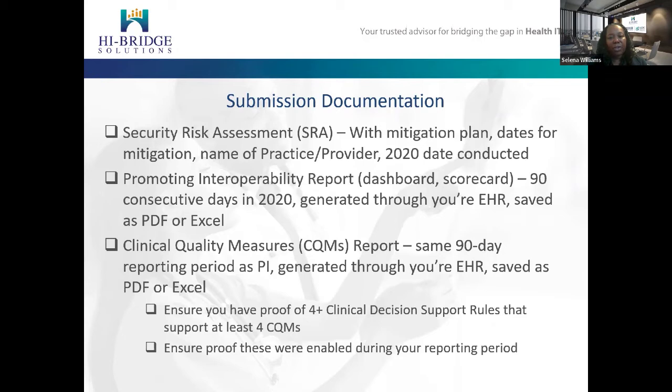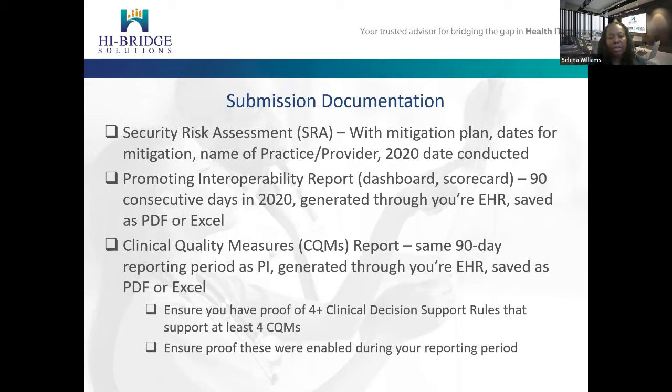So we want to make sure, like I mentioned, if you made any changes during 2020, or if you've had any issues, you document that on that report, on your update, and on your security risk analysis. Your Promoting Interoperability report, that's your dashboard scorecard, the 90 consecutive days in 2020. Well, this is 2021, generated through your EHR, saved as a PDF or Excel.